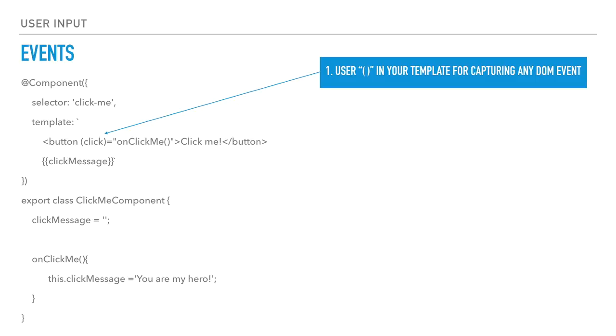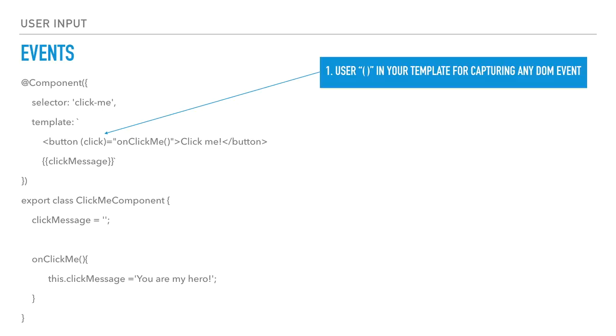With the parentheses, we define the event that we want to get. In this case, it's click. This is a standard click event. We can have mouse down, mouse over, double click, and so on.